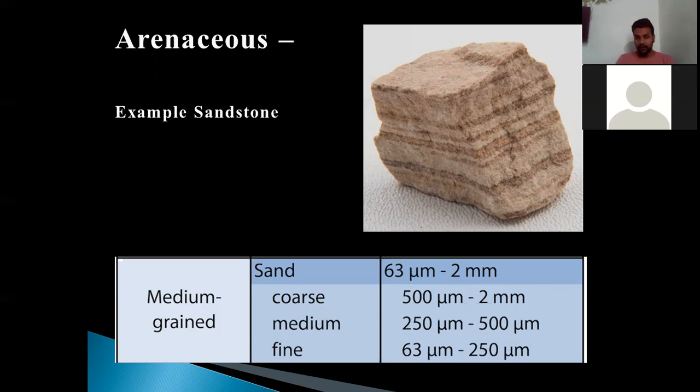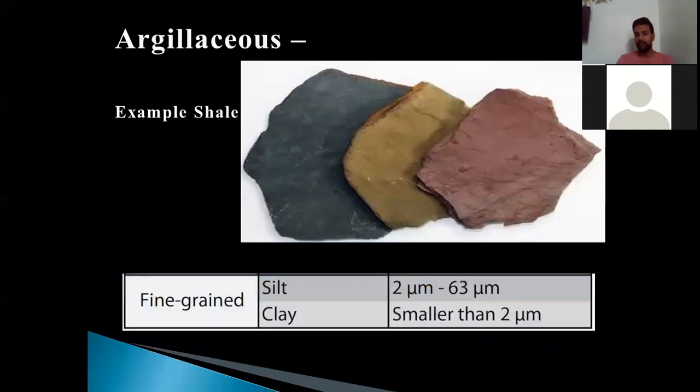Another well-known example is the argillaceous rock. Here the example is shale. Siltstone is also there, but the well-known example is shale. Here the grain size is very fine. You can see the silt size is 2 micrometer to 63 micrometer, and in clay it is less than 2 micrometer. Means it is very fine.